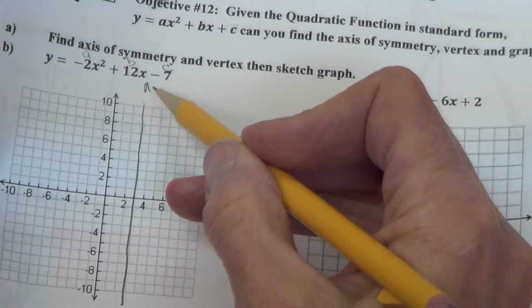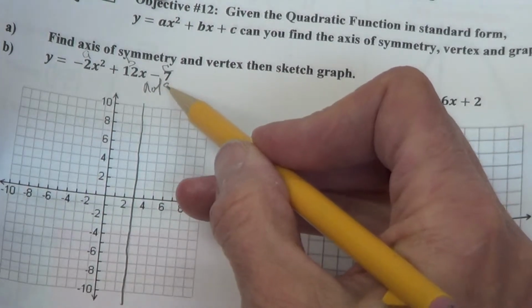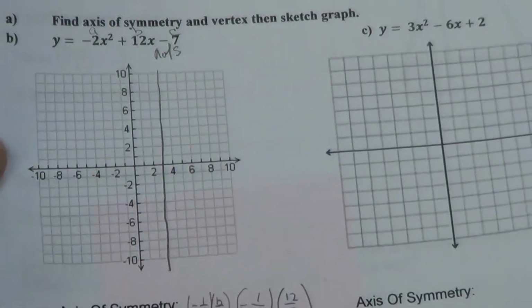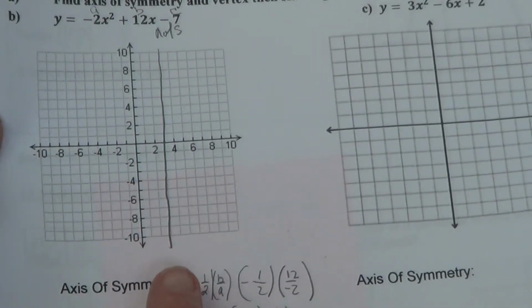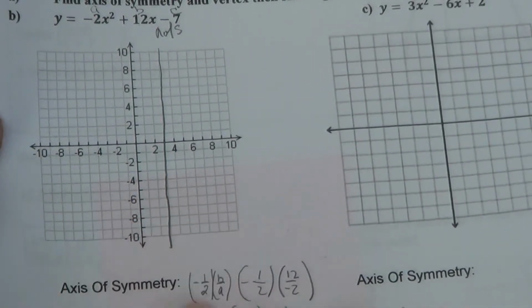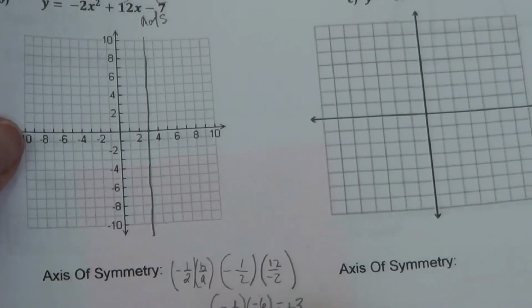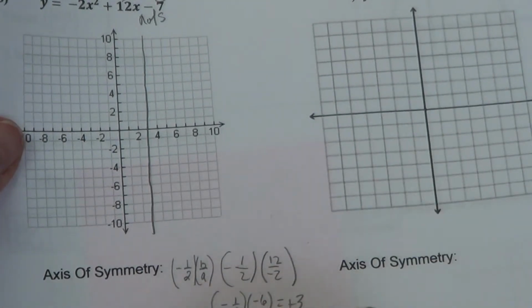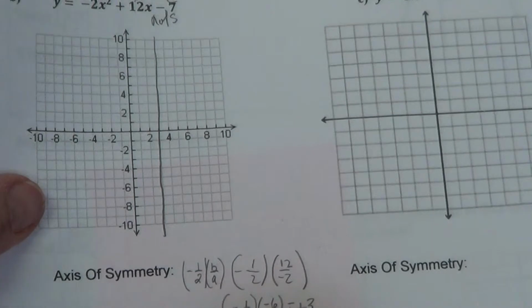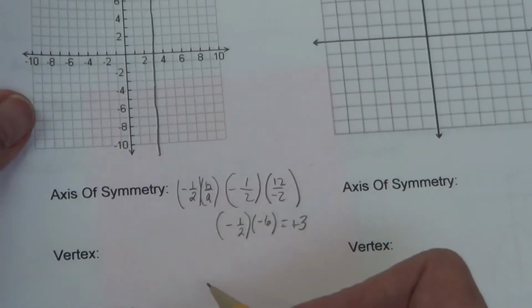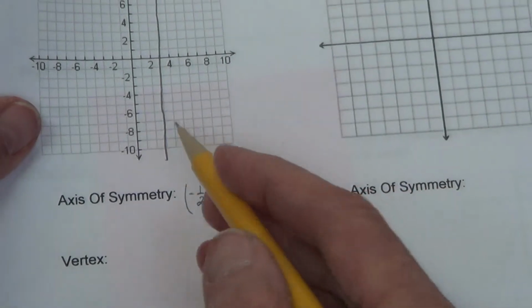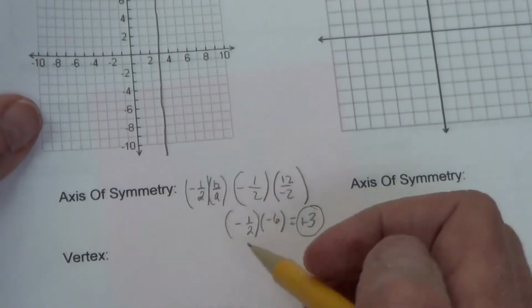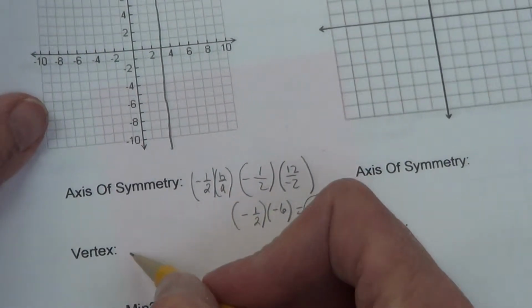And what that means is that the parabola's vertex is going to be on that line, and that line will split it in half, make the halves mirror images of each other. So now we come down to finding the vertex. We need to take this 3 because we know that'll be the x value for the vertex. We need to plug it into the equation that was given.